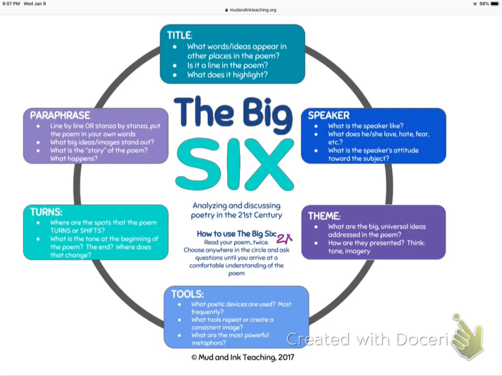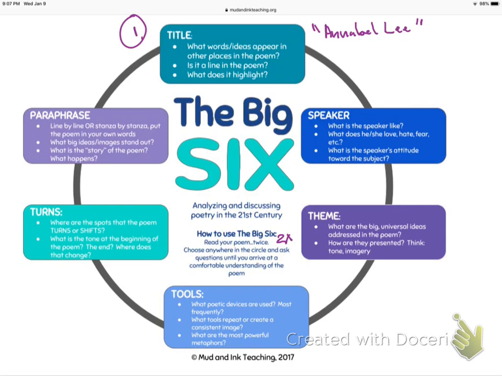Okay, so I'm just going to start at the top. I'm going to make this one the title, okay? Just like in prose, fiction and nonfiction, the title can give us a lot of information. So if I have a poem, I'm just going to give an example here, Annabelle Lee, which is a poem by Edgar Allan Poe.